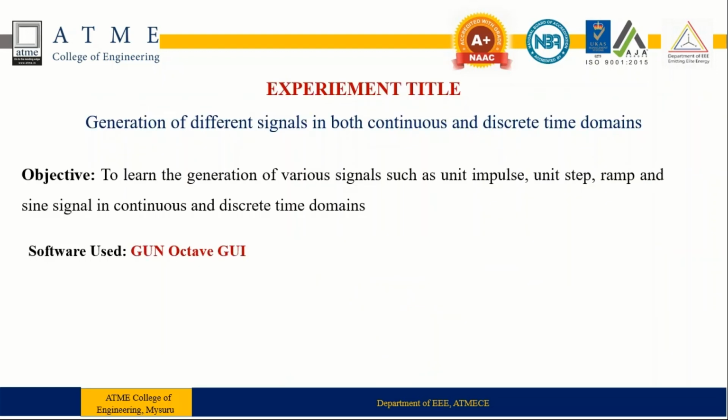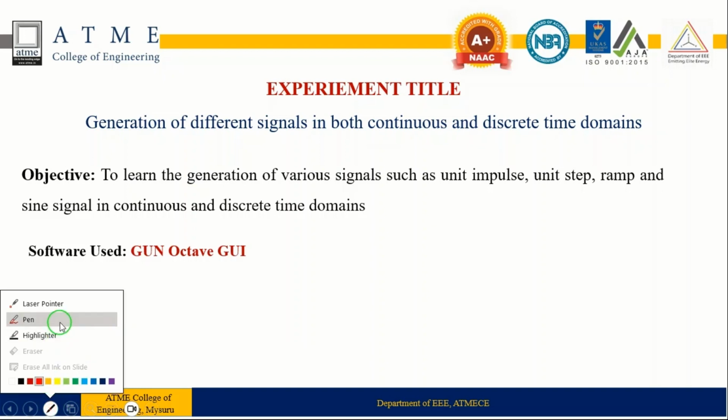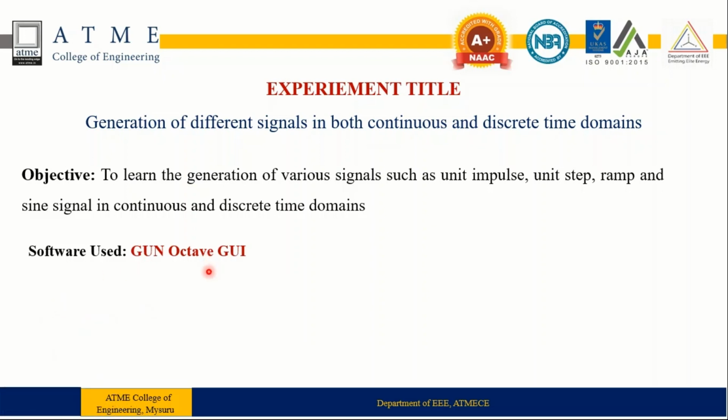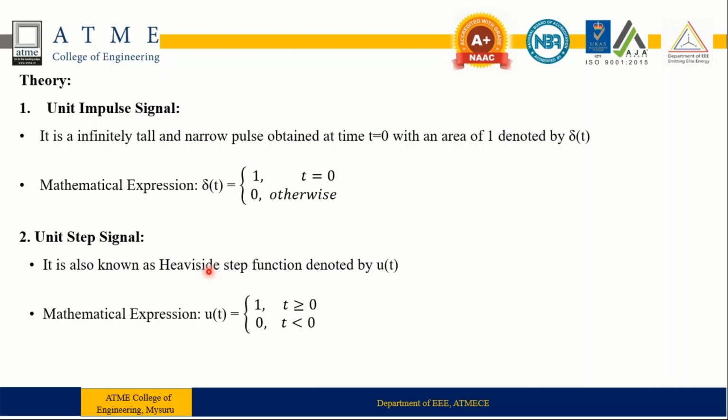So let us look into the experiment, generation of different signals in both continuous and discrete time domain. The objective of this experiment is to learn the generation of various signals such as unit impulse, unit step, ramp, and sine signal in continuous and also in discrete time domains. The software we use to conduct the experiment is GNU Octave GUI. So let us first understand the theoretical concepts of these various types of signals.